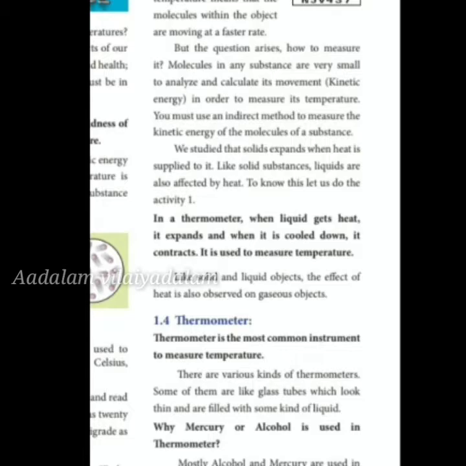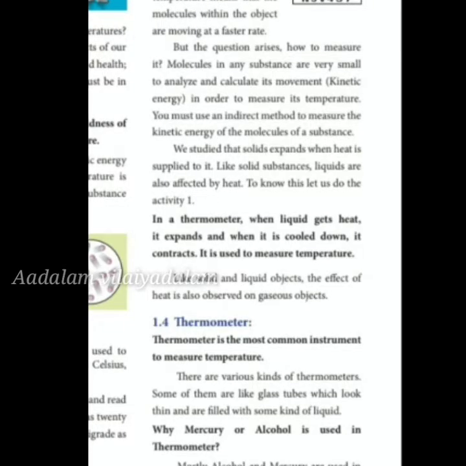It is used to measure temperature, like solid and liquid objects. The effect of heat is also observed on gaseous objects. All substances are affected by heat. Now, the thermometer is the most common instrument to measure temperature. There are various kinds of thermometers. Some of them are like glass tubes. You would have seen thermometers before, they used to be of glass. Now they are in plastic. Anyone can use a digital thermometer. You can see the temperature directly in it.